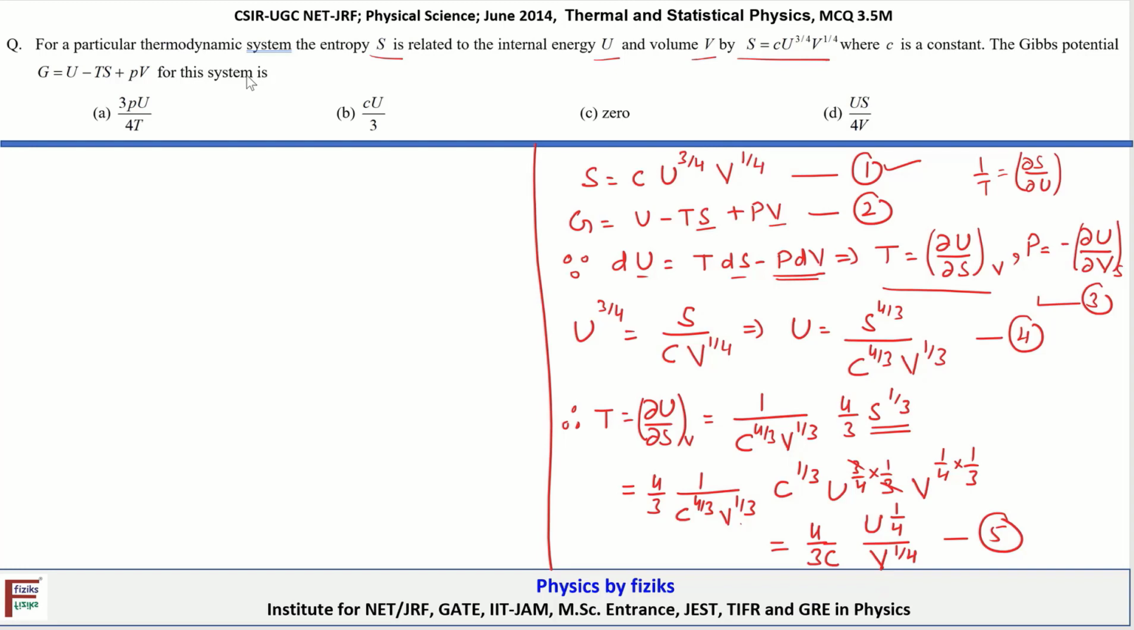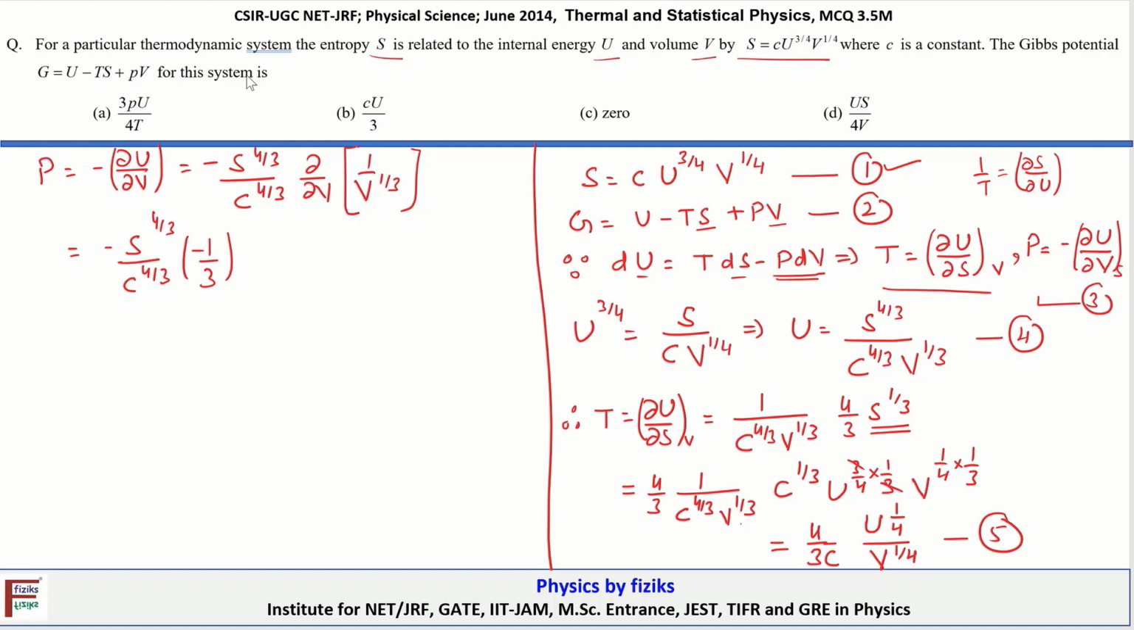So now we have calculated T. Now we want to find the expression for the pressure. So pressure is minus du by dV. So minus outside s power 4 by 3 divided by c power 4 by 3 and then the differential of 1 upon b power 1 by 3. This is equal to minus s power 4 by 3 upon c power 4 by 3 and then the differential of v, so minus 1 by 3 outside and then v power minus 1 by 3 minus 1.